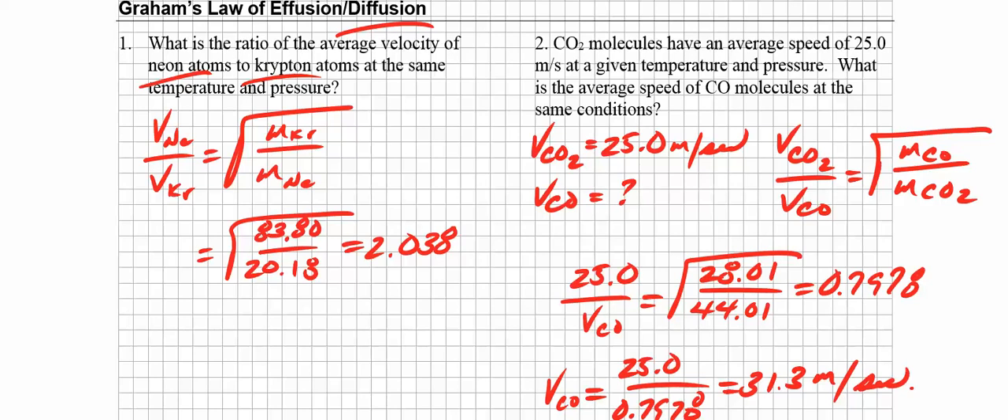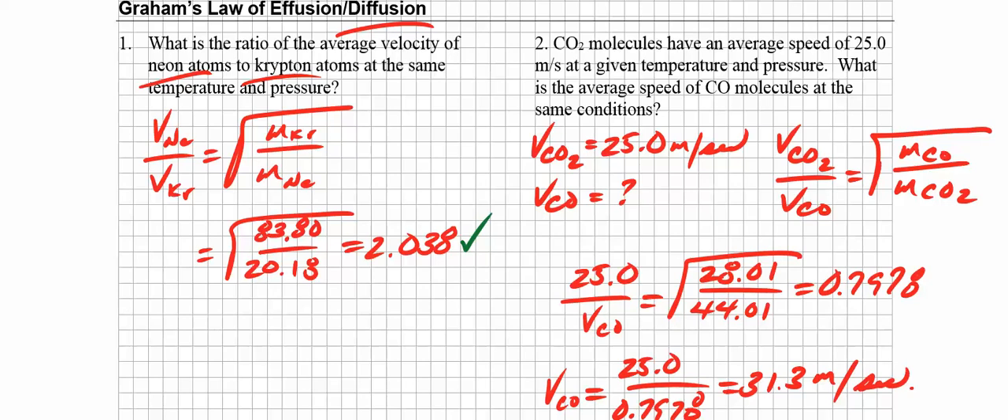It's a smaller, or I should say a smaller particle. It's not a molecule. It's an atom. But it's a smaller atom, right? It's a smaller particle. So 2.038 is the ratio of the velocities of those two particles, and that'll give us number 1. Let's look at number 2.